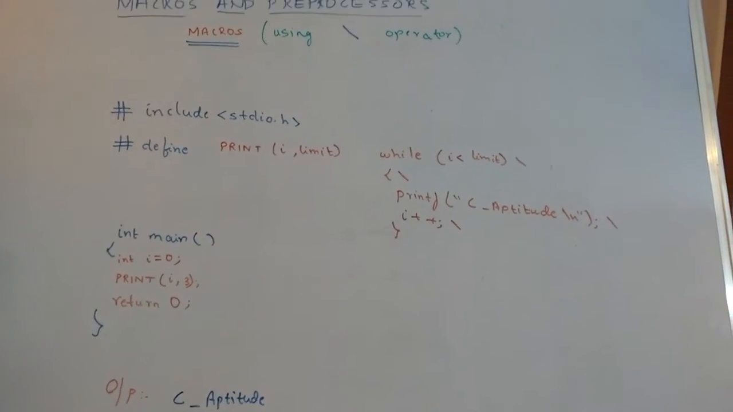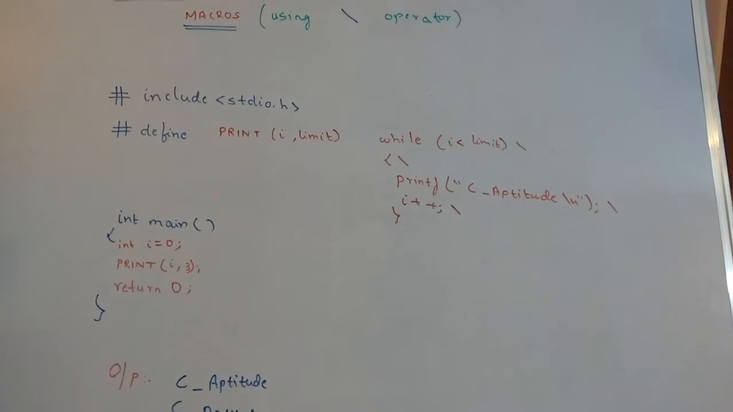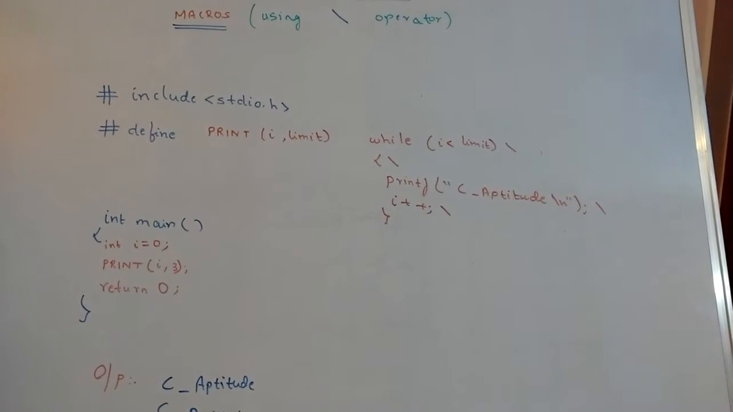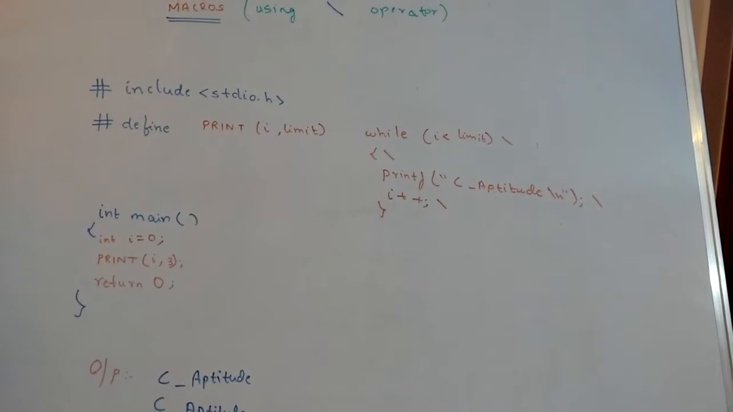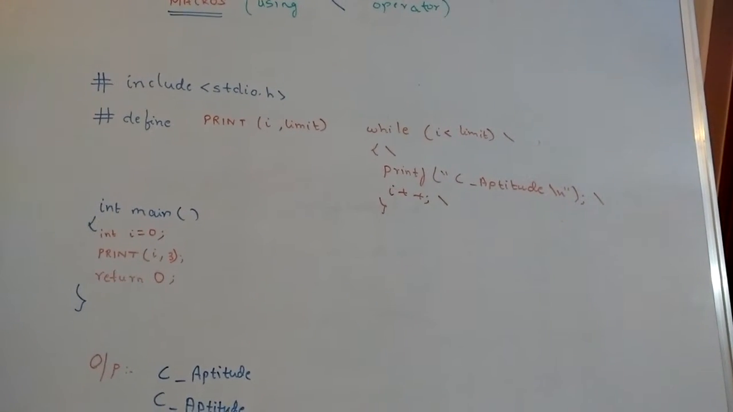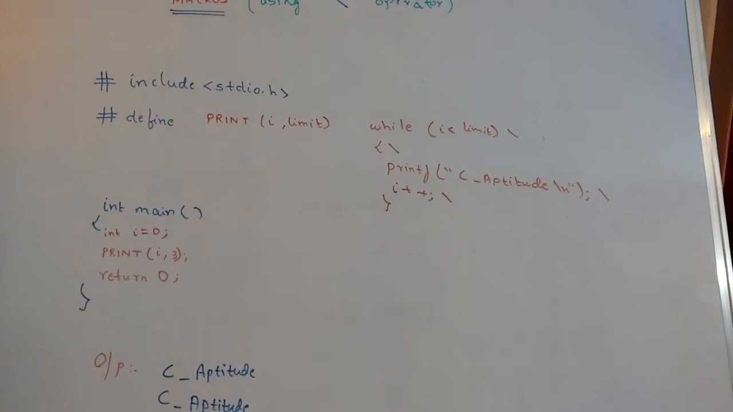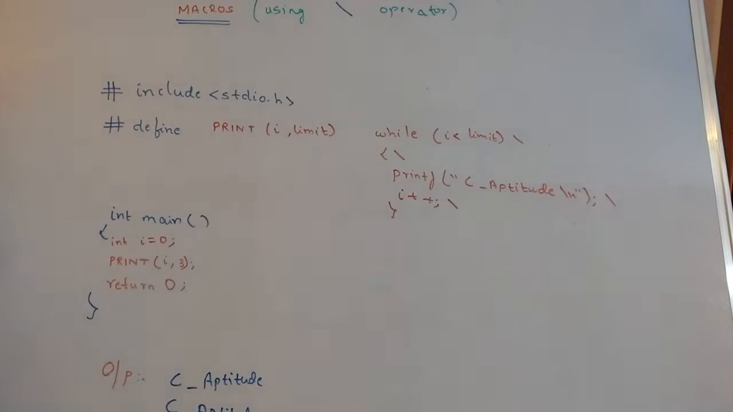Hello friends. Until now we have discussed the double hash and the single hash operators in macros. Now let us discuss the backslash operator in macros. Anyway, the code I have written may seem confusing to you now, but once I explain what the backslash operator does, it should be very clear to you.